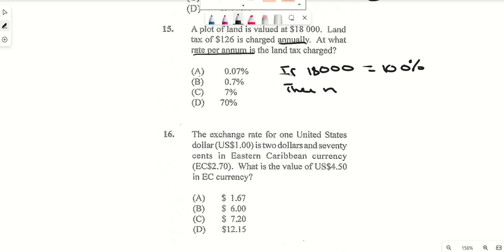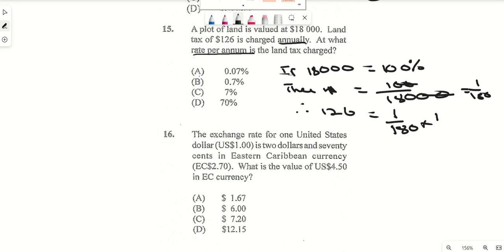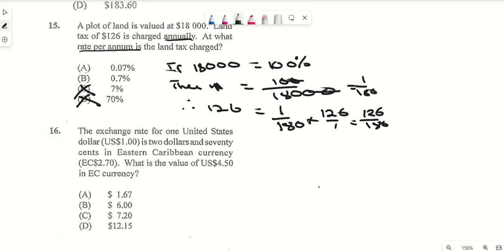Then 1 would be 100 over 18,000. Cross out the 2 zeros. That's 1 over 180. Therefore, we want to know what is 126 as 1 over 180 multiplied by 126 over 1, which is 126 over 180. As soon as we see this division, you know you're not going to get 70% or 77% because this is a fraction. So it is not 7% and it's not 70%. We're going to reduce this, 126 divided by 180.